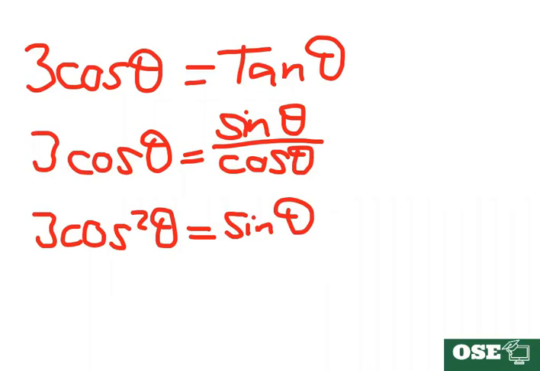Can I try it, ma'am? Okay. I think from here we change 3 cos squared to 3 open bracket sine theta minus 1 close bracket.